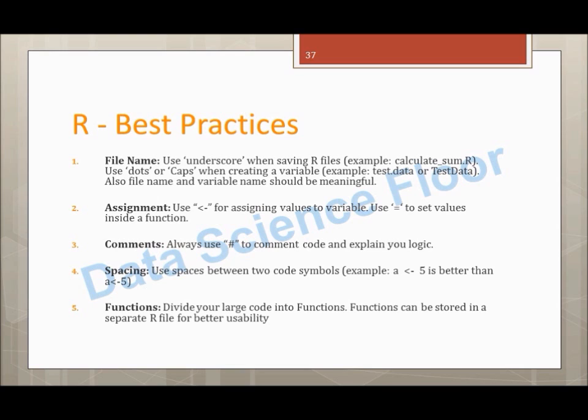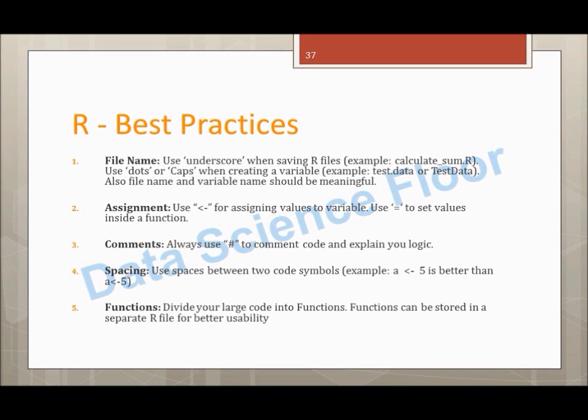For assignment, you can use two different types of assignments in R. You can use the arrow for assigning values to a variable, and you can also use the equal sign inside a function to assign parameters. The third practice is that you should always use the hash symbol to write comments about your code. When you are doing some complex calculation, you can write one line above your code describing what you are doing. This way it gives other users a better understanding of your code.